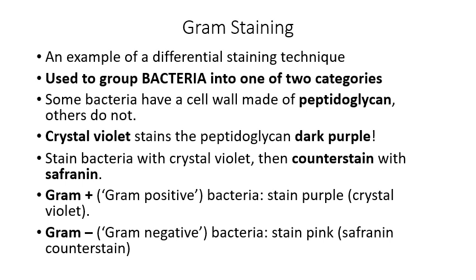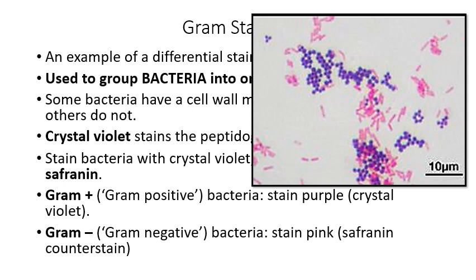Okay, so gram-positive bacteria appear purple after the Gram staining protocol, and gram-negative bacteria appear pink after the Gram staining protocol. You can see that these cocci are gram-positive cocci, and these rods are gram-negative rods, gram-negative bacilli.